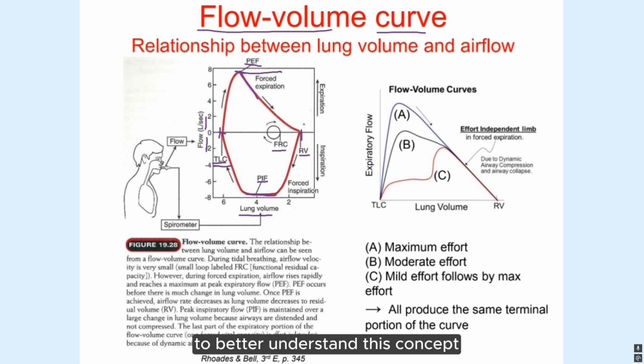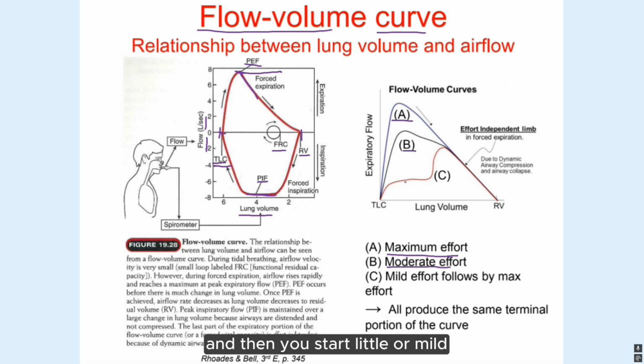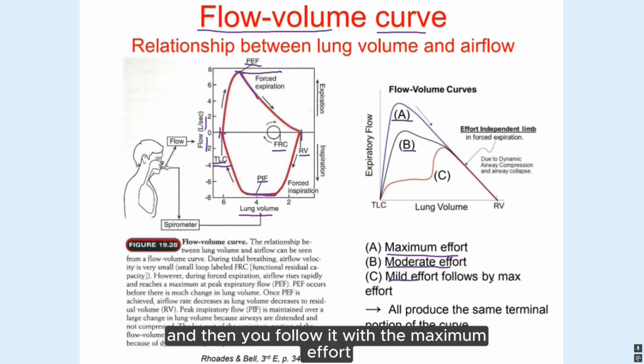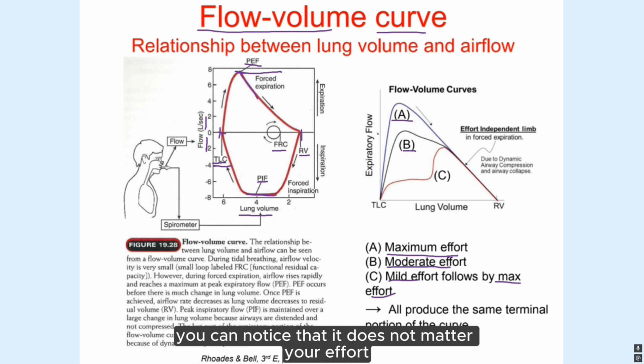To better understand this concept, let's look at this other graph. This graph shows three lines. The first line is the maximum effort over here. And then you have the moderate effort or B. And then you start little or mild. And then you follow it with the maximum effort. You can notice that it does not matter your effort. At the end, the decrease in flow is all the same.